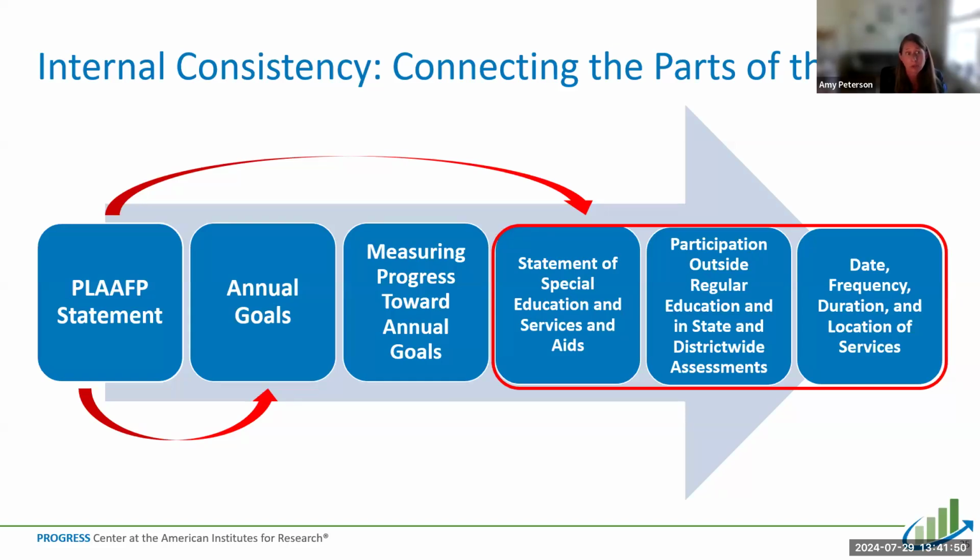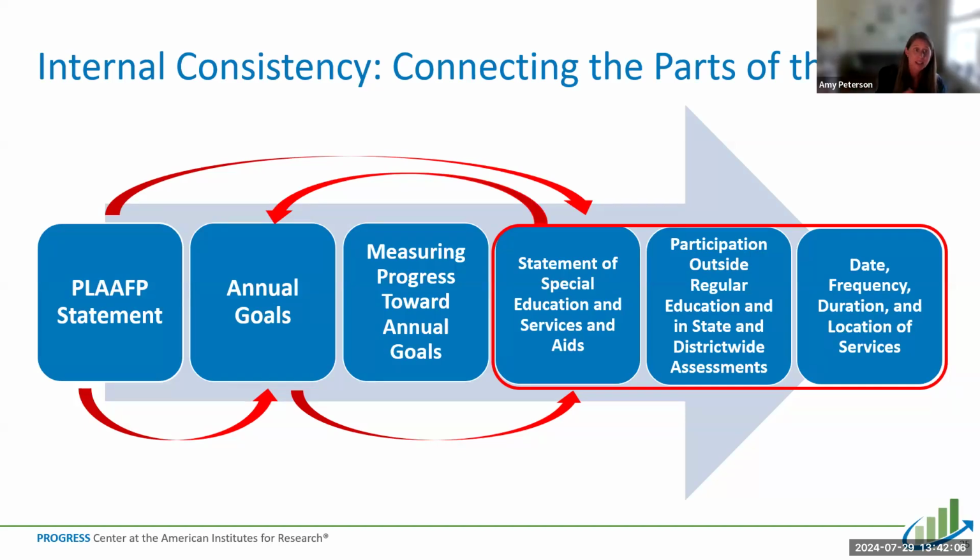Similarly, it drives our annual goals and helps us set those annual goals, right? So those needs identified in the present level statements help us define those goals. And the goals help us to measure whether or not our special education services and aids and all of that is working for the student.